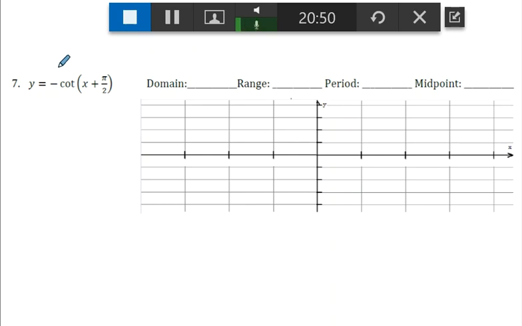Okay, guys, next one. What does the negative do? Reflects it. What does the plus pi over 2 do? Yes, so write those words down. What did I say I want you to move first for cotangent? The left asymptote. So take your left asymptote from 0 and move it left pi over 2.